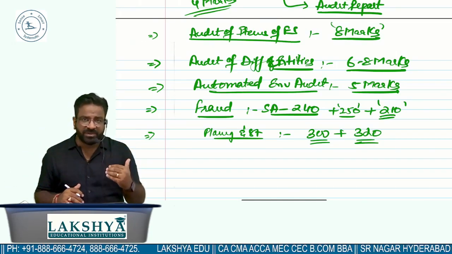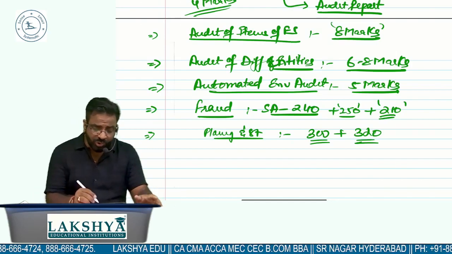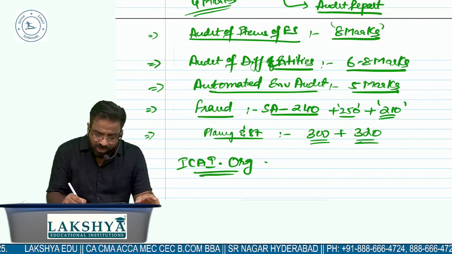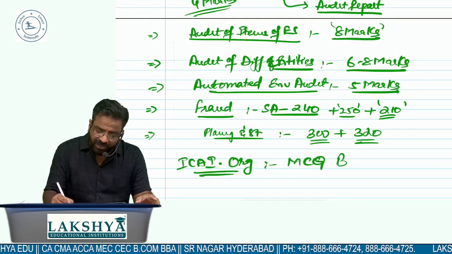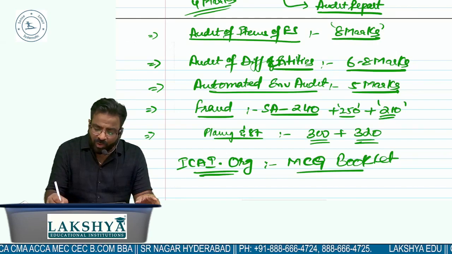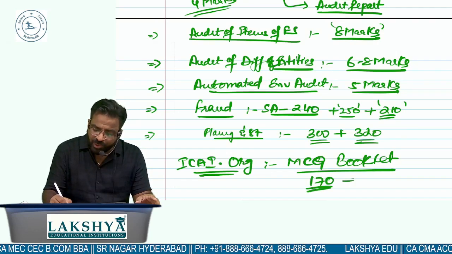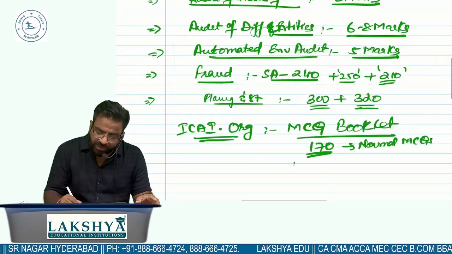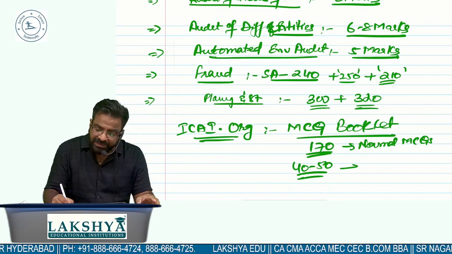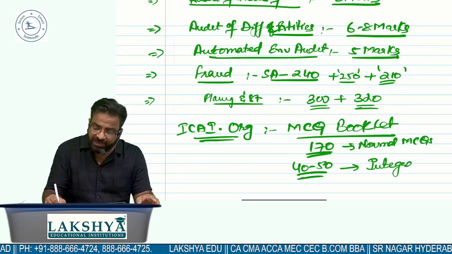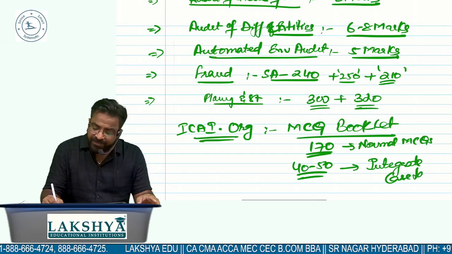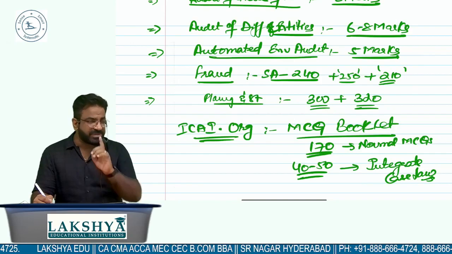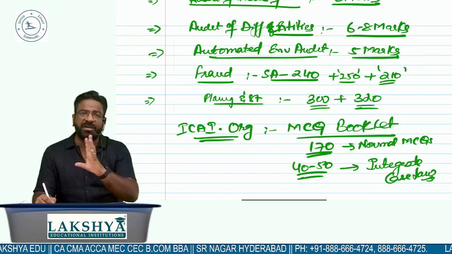Now, once this coverage is over, I will suggest that you should go to ICAI. On ICAI.org, they have an MCQ booklet where almost 170 normal MCQs are given to you, right? And almost 40 to 50 integrated case laws have been given to you. Let me tell you one thing. MCQs are that part which is going to make or break you. Remember, in MCQs you can literally fetch 25 out of 30 also.